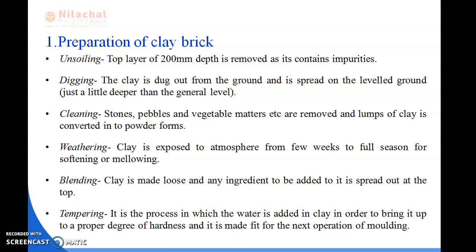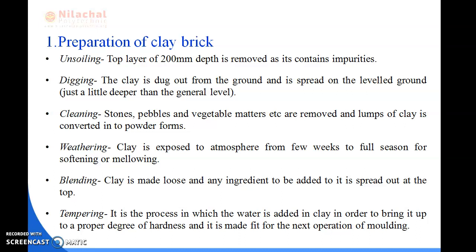So after weathering, blending is done. How is blending done? After the clay has been made soft, if any ingredient or chemical is to be added, we can spread it on the top.